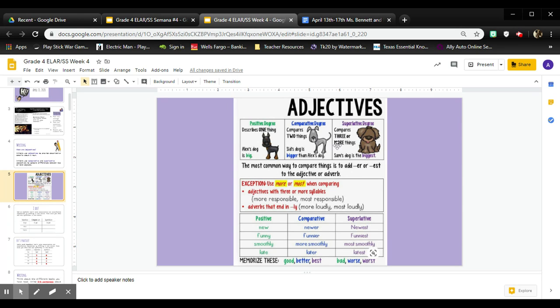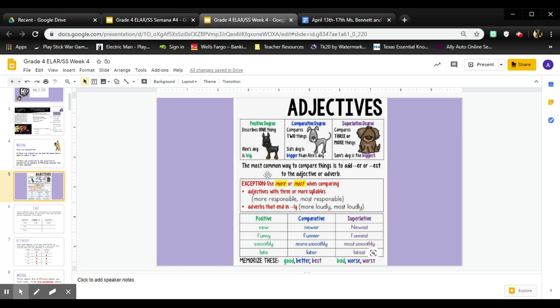So as you can see here, we have three dogs. Alex's dog is big. Sid's dog is bigger than Alex's dog. But then we have Sam's dog. Sam's dog is bigger, or Sam's dog is the biggest. So out of all the dogs, he is the biggest.